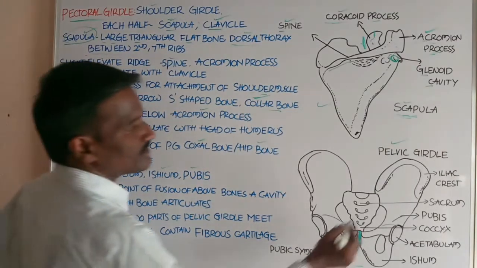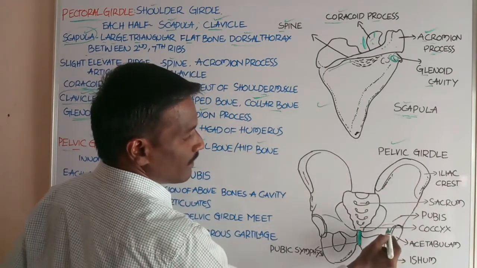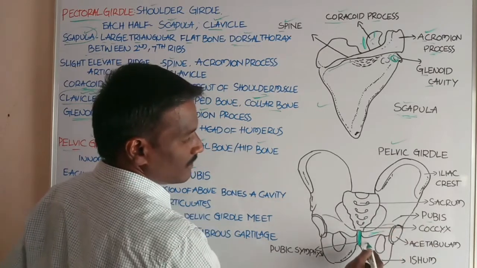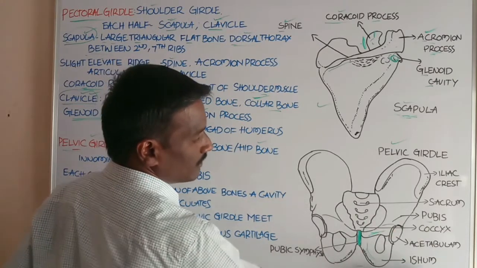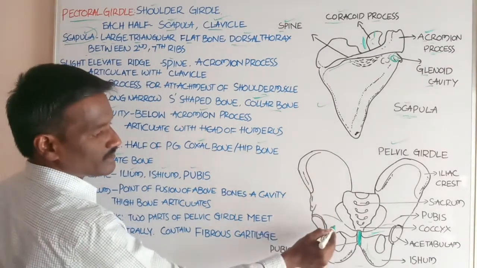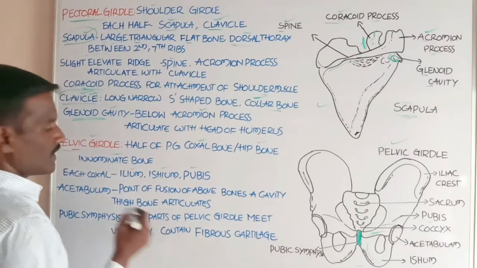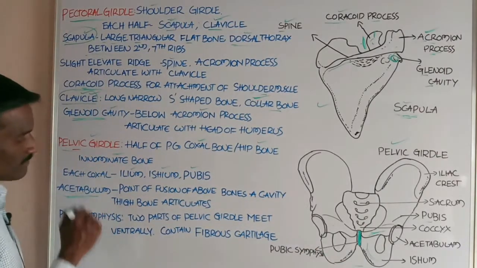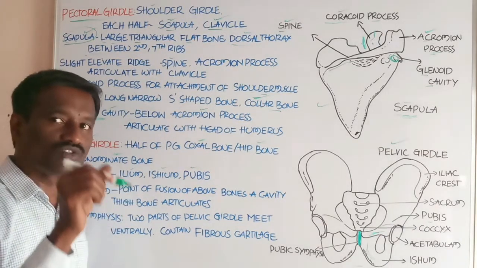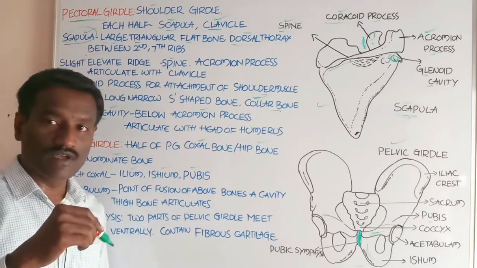This bone is the ilium, this is the pubis, and the lower bone is the ischium. These are the three bones: ilium, pubis, and ischium. Next, the acetabulum. What about the acetabulum? It is the point of fusion of the above three bones.